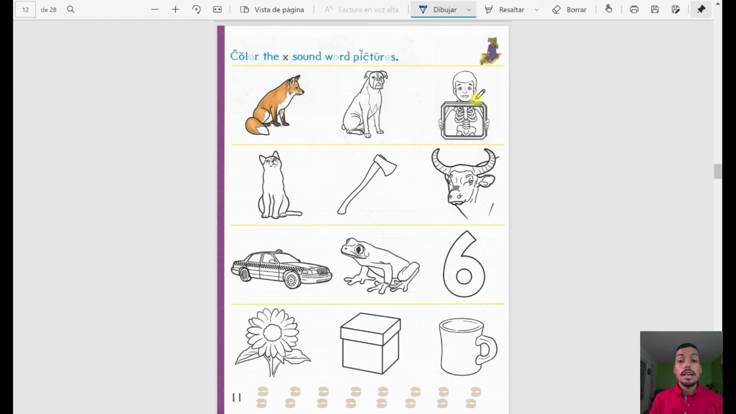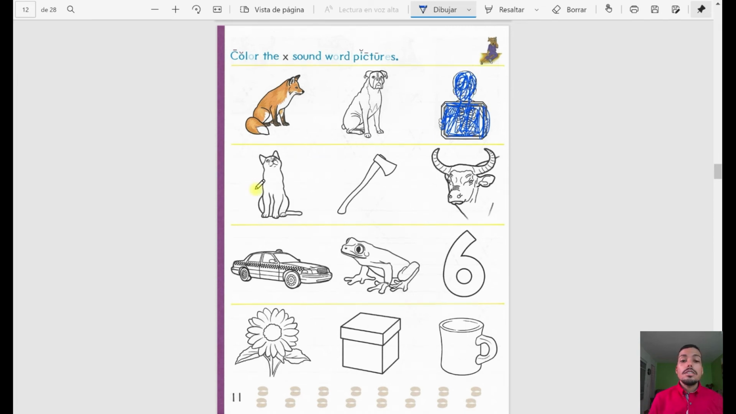The next one here, this is a X-ray, okay? X-ray, and X-ray has the sound X. X-ray, it has the sound. Yes, it has it, so we have to color the X-ray, right? Tenemos que colorearlo, sí, porque tiene el sonido, okay? So we have to color it. Lo coloreamos. Esta imagen. Very good, okay?